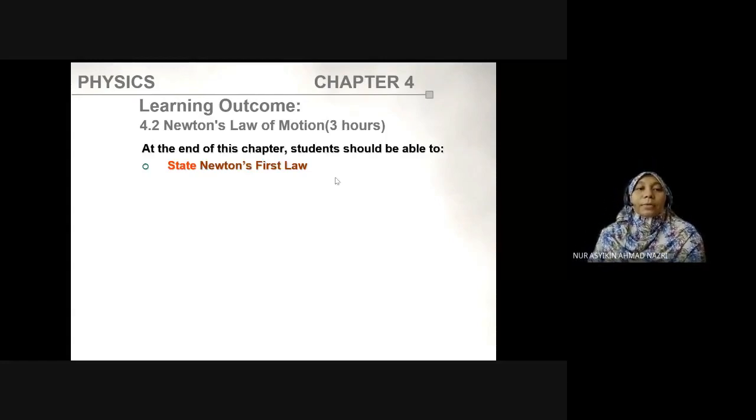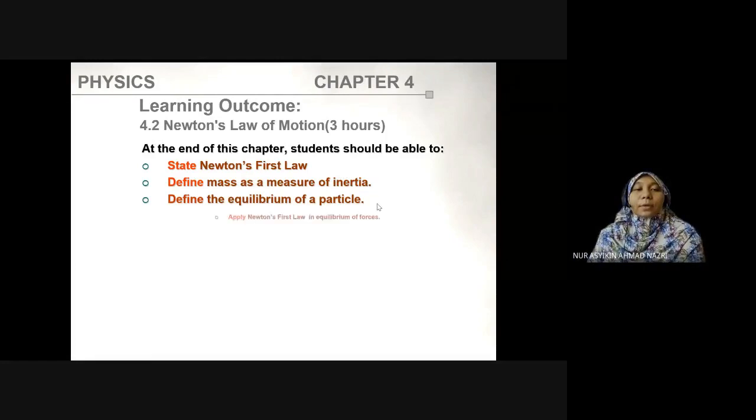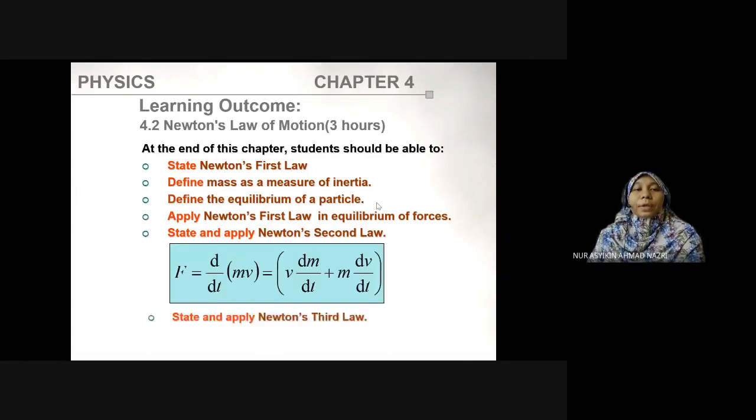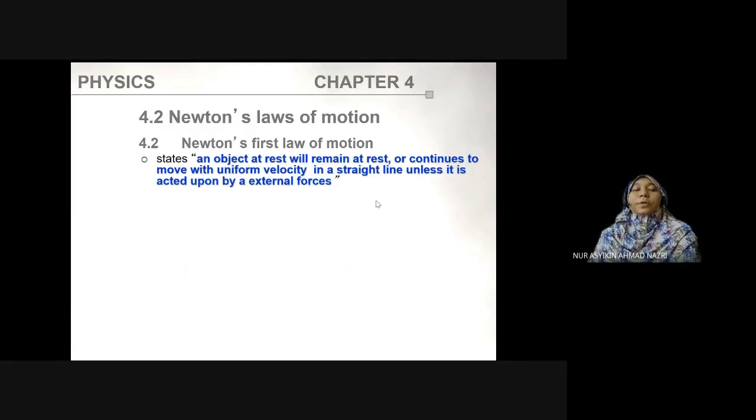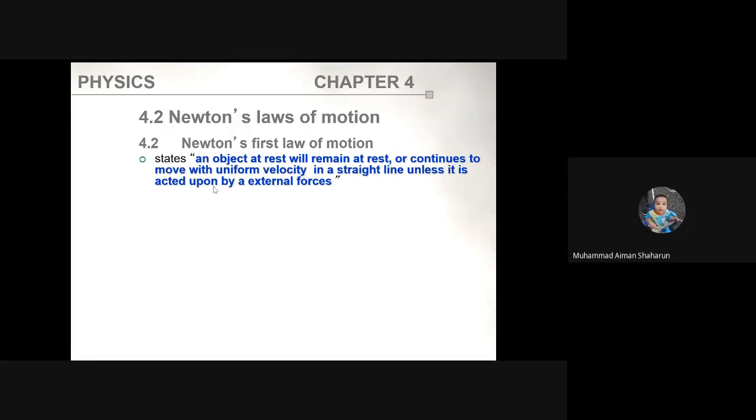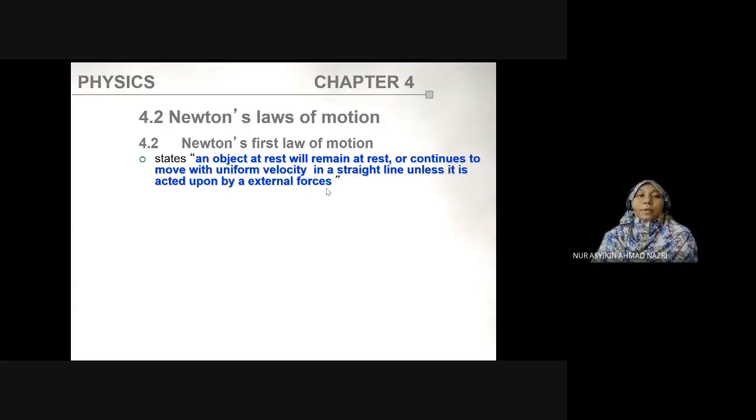Alright. So now we're going to see Newton's first law. Newton's first law, Newton's second law, Newton's third law. So Newton's first law of motion states that an object at rest will remain at rest or continues to move with uniform velocity in a straight line unless it is acted upon by external forces.